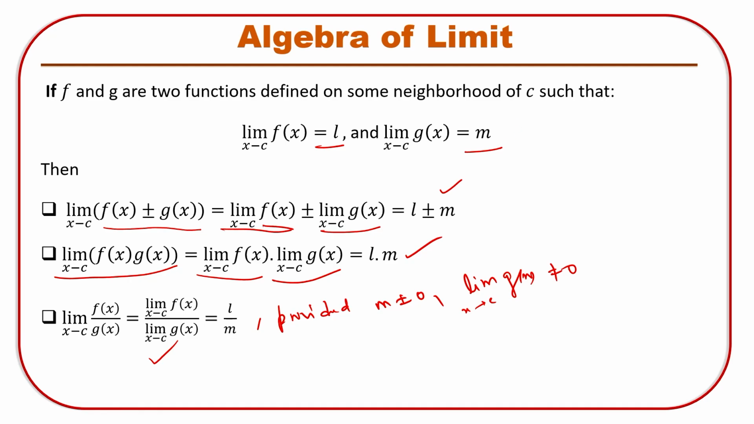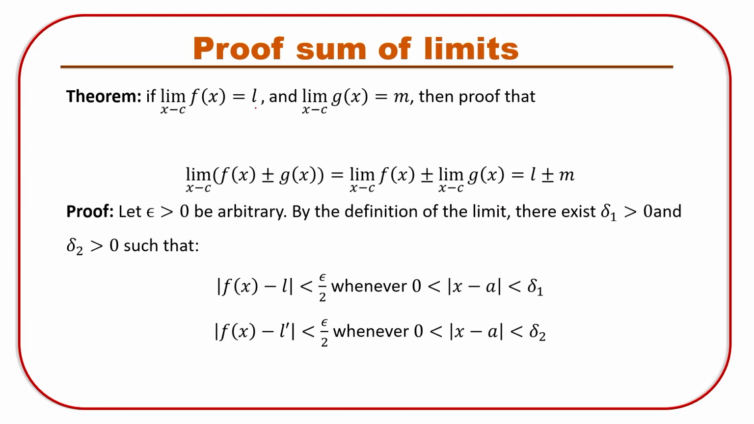So we can write it down here. We will see the proof of the first one. First theorem: limit f(x) equal to L and limit g(x) equal to M are given, then prove that the limit of f(x) plus or minus g(x) is equal to the individual limits, L plus or minus M, right.